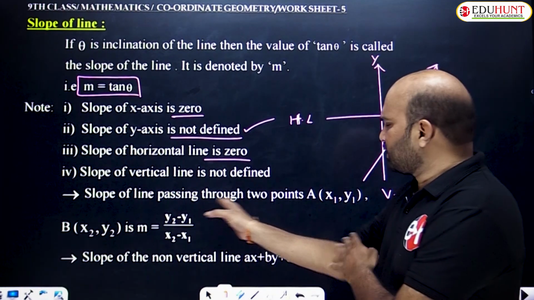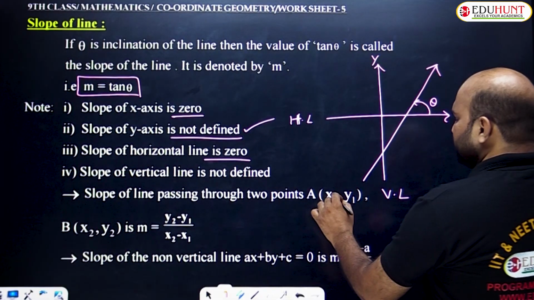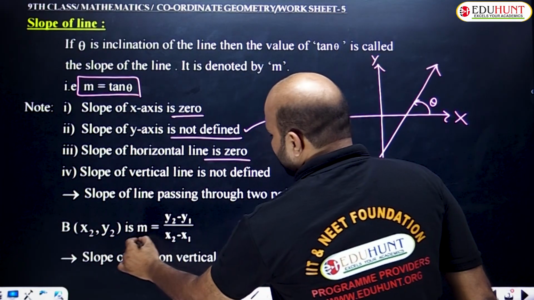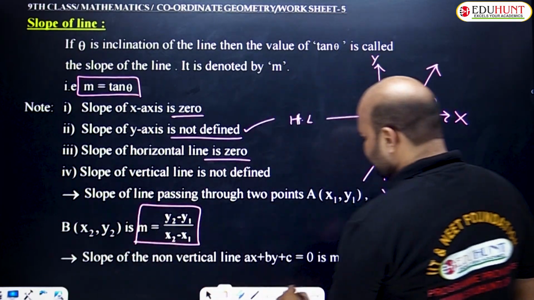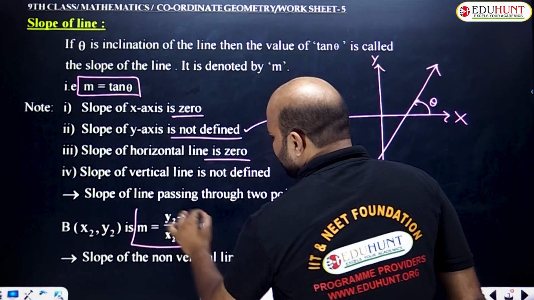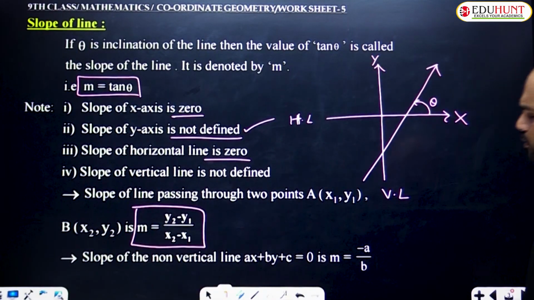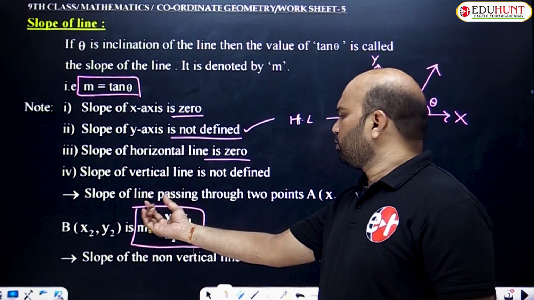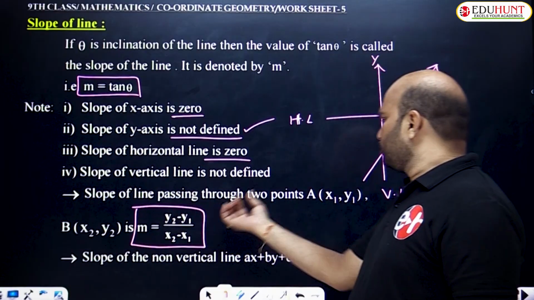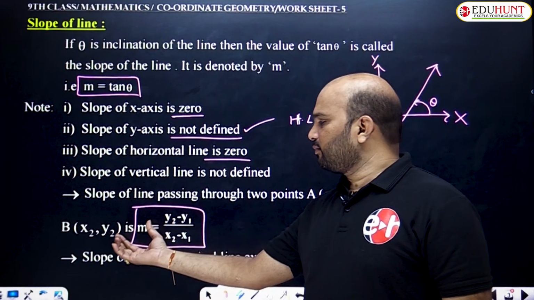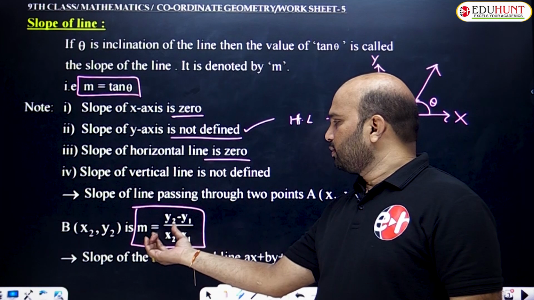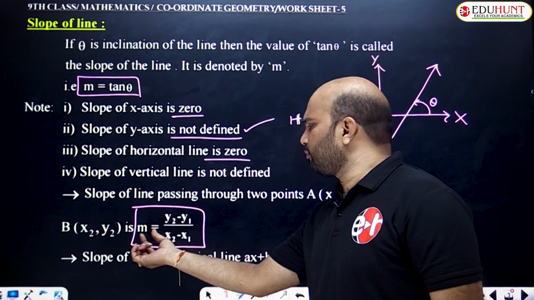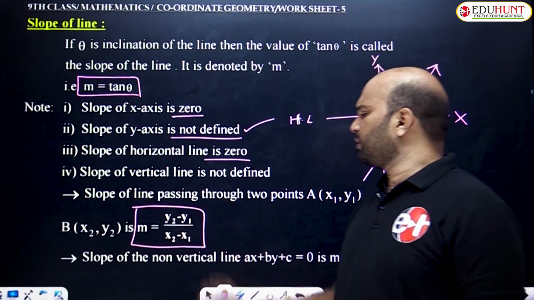Next, the slope of a line passing through 2 points. Let me take A with coordinates x1, y1 and B with coordinates x2, y2. Then m, the slope of the line passing through 2 points, is given by a very important formula: m equals y2 minus y1 divided by x2 minus x1.